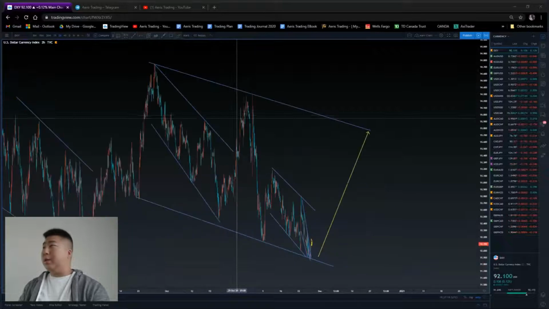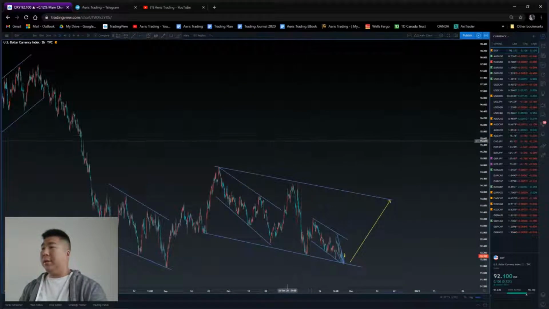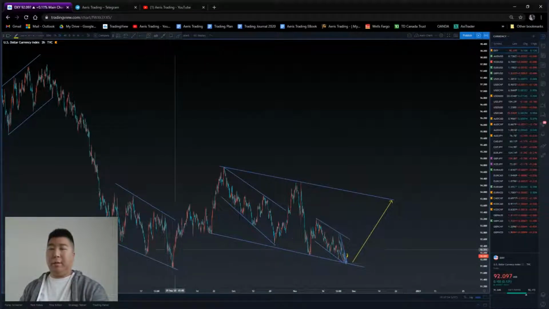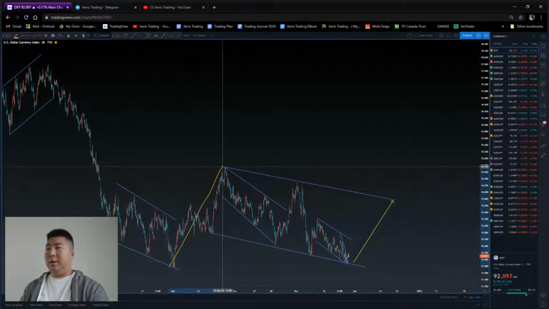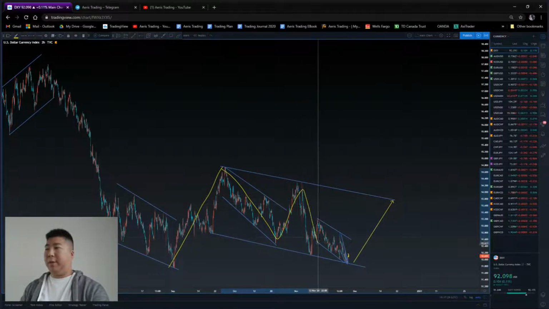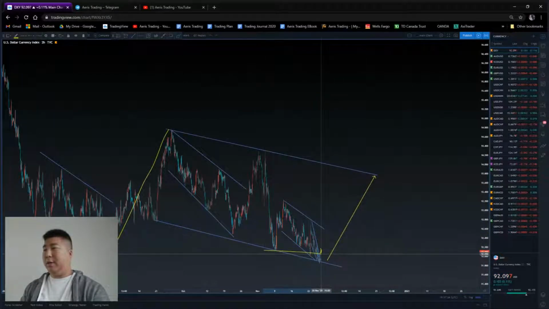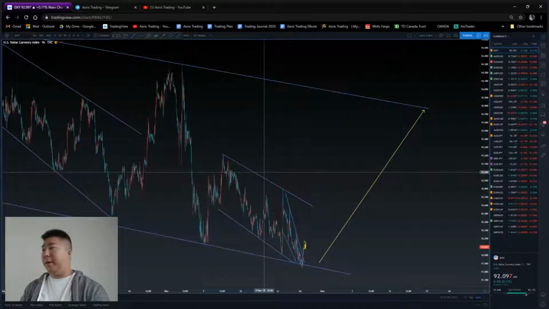So let's look at dollar index here. Dollar index, I'm still looking for a possible long on this. I still like the overall structure that we're seeing. This is still an impulsive phase, and we're still having a corrective structure. We're still in this larger structure, and we're just at the bottom here. Anything can happen here, in my opinion.